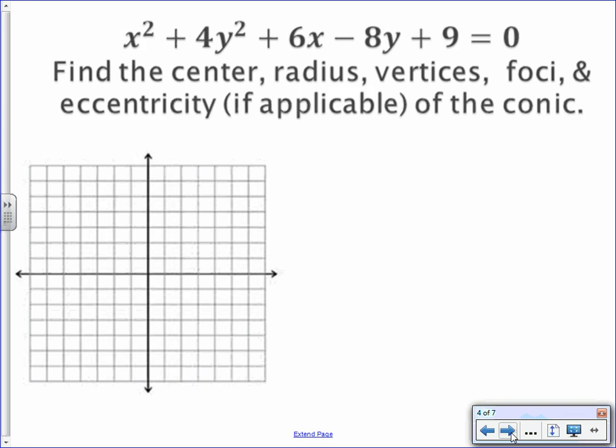Okay, so the first thing I'm going to do is I'm going to group our x's together. So I'm going to group x squared plus 6x together. And I know we're going to have to add a mystery number.